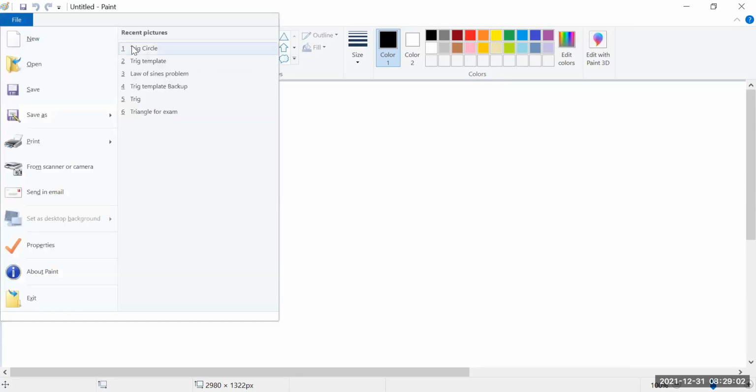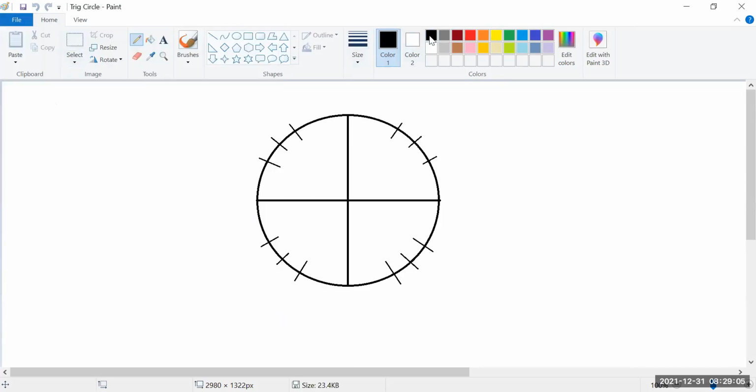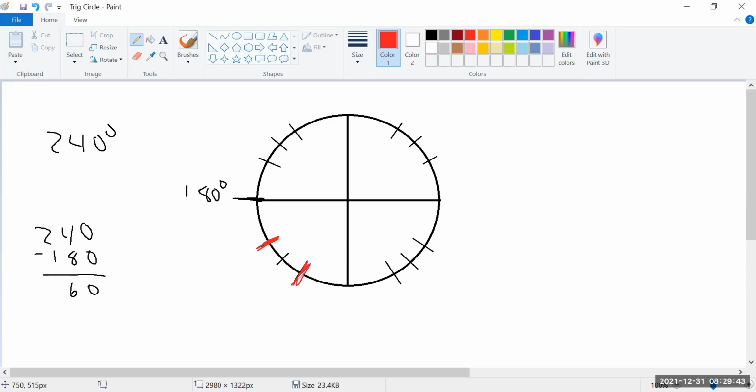Let me get a new circle up here. So if we had to draw 240 degrees in standard position, what I would do is say, okay, I know this is 180 degrees. How much more do I have to go to get to 240 degrees? So I would think in my head or use a calculator. 240 minus 180, that's going to give us 60 degrees. I need to go 60 more degrees from the 180. Well, how much more is 60 more degrees? Well, here's 30. And here's 60 more degrees. So my angle would look like this in standard position for 240 degrees.